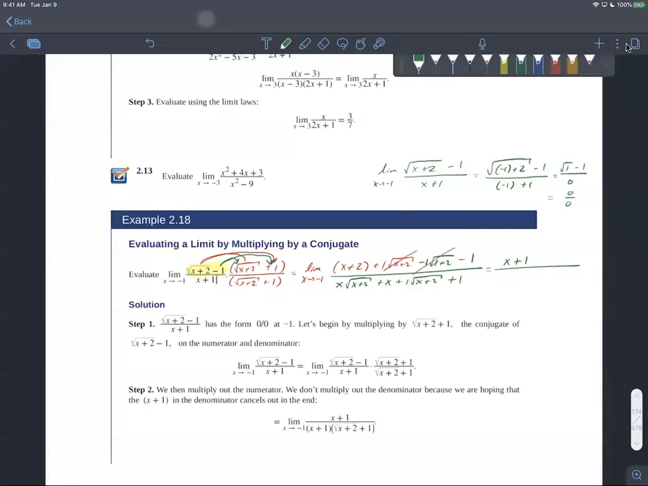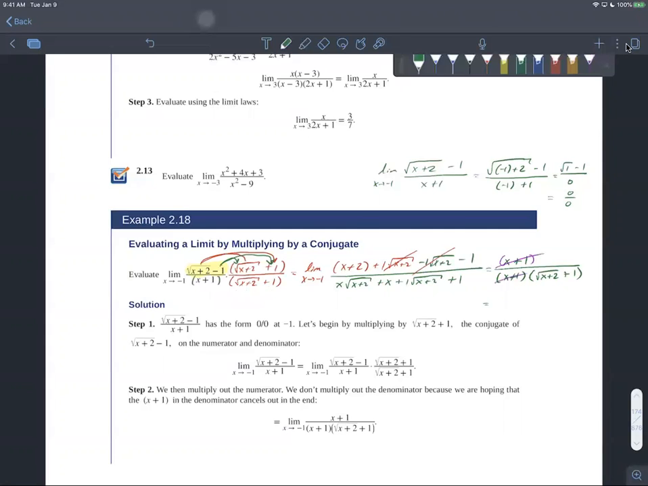Let me write this one more time in its factored form, and notice we would have x plus 1, times the square root of x plus 2 plus 1. Good thing we haven't gone too far with this. Instead of multiplying this out, I don't have to multiply that out. The reason we shouldn't multiply it out is because we have a common factor in the numerator and denominator, so we should leave that in its factored form so that we can cancel those.